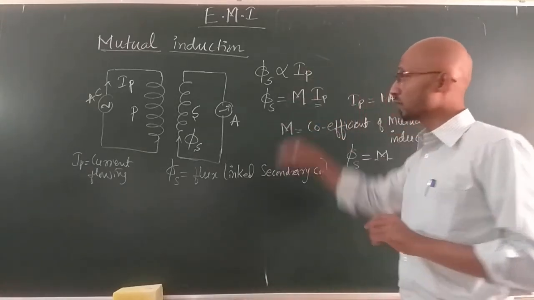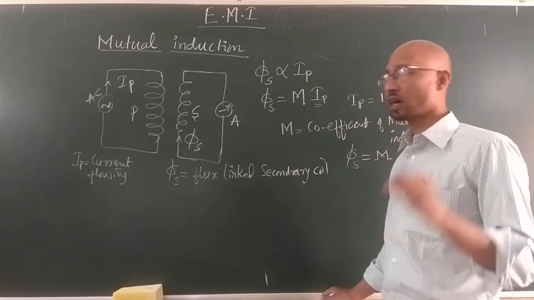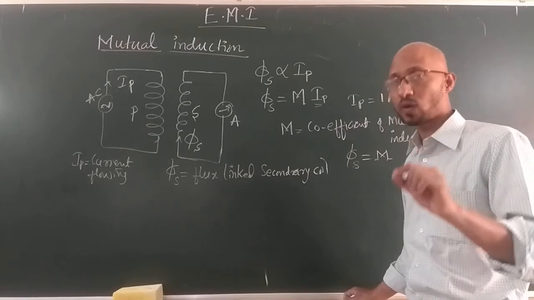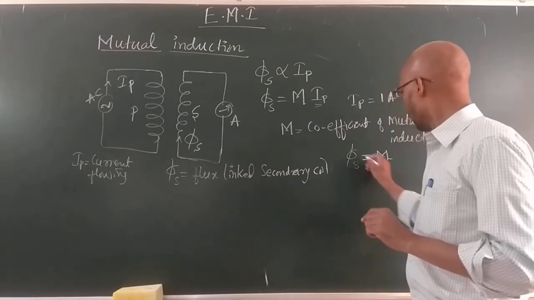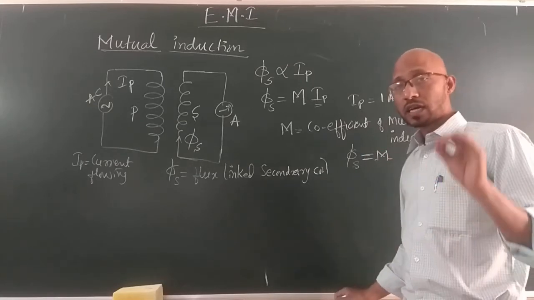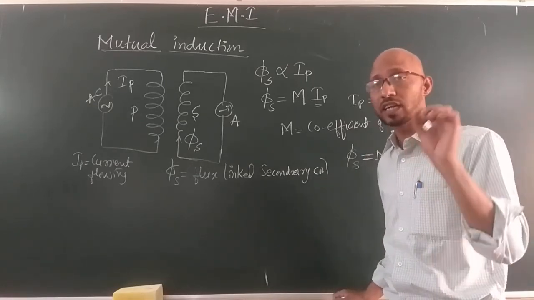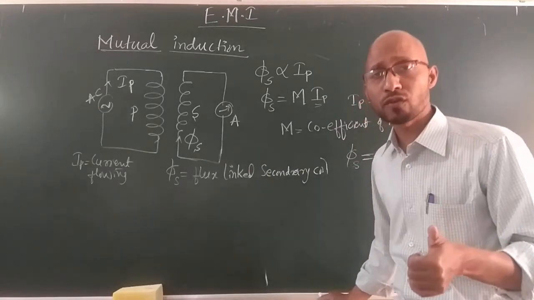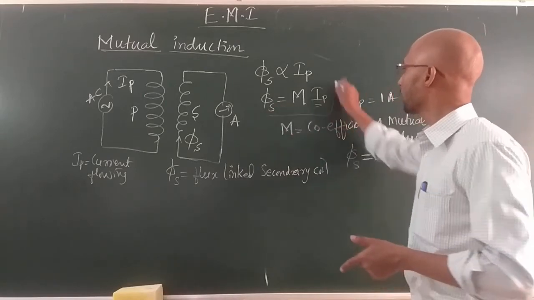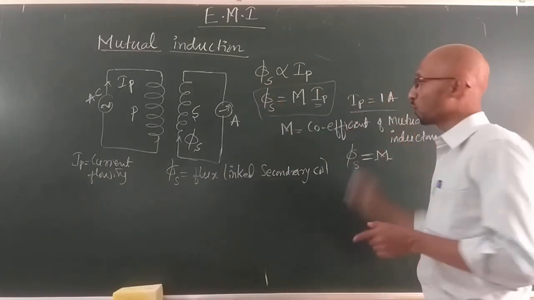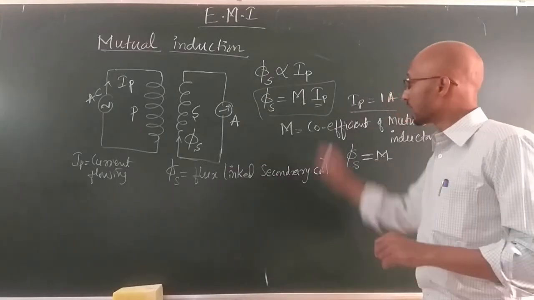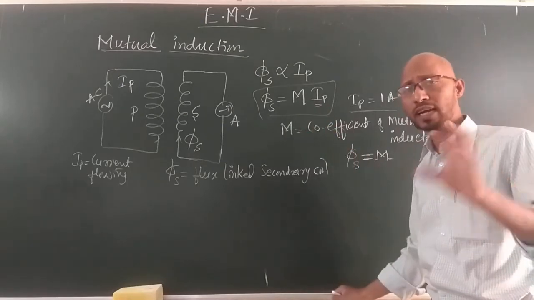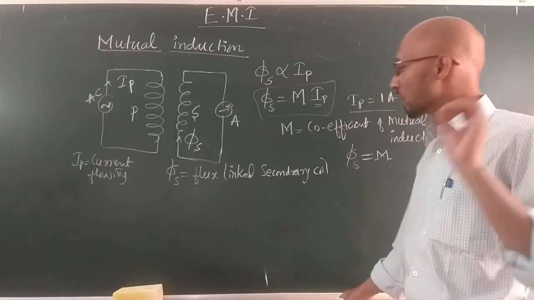Now, if I want to define mutual inductance in one more way: mutual inductance is numerically equal to the flux linked with the secondary coil when a unit current flows in a primary coil. If the current flowing in a primary coil is a unit current, the flux linked with the secondary coil is numerically equal to the mutual inductance. This is another definition.